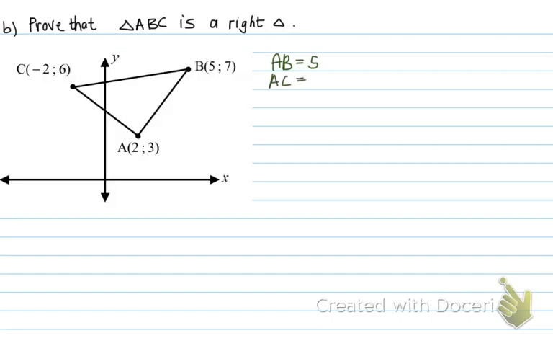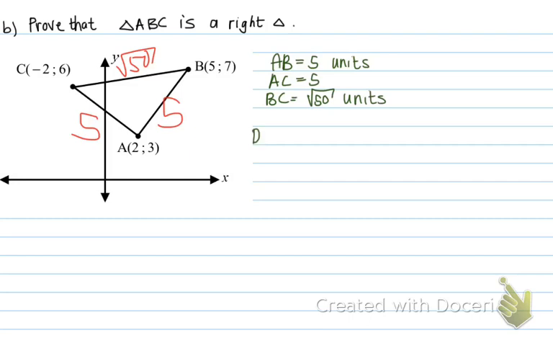For the second example, they ask that we take the same triangle and prove that triangle ABC is a right angle triangle, or a right triangle. Okay, so that is the sketch. Let's remember AB was 5 units, AC was 5 units, and BC was square root 50 units. So let's write that down. BC is square root 50 units.